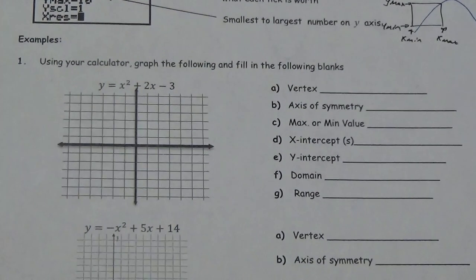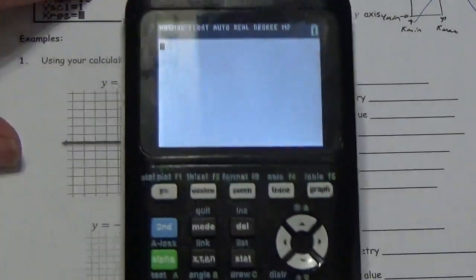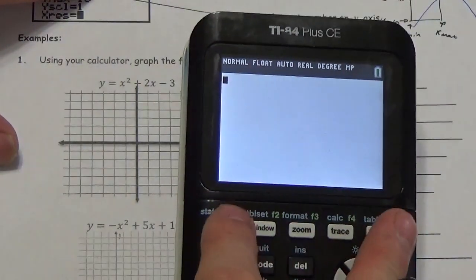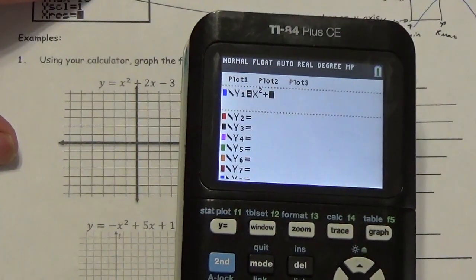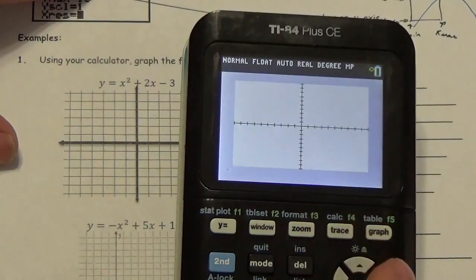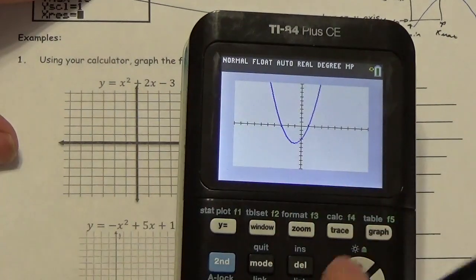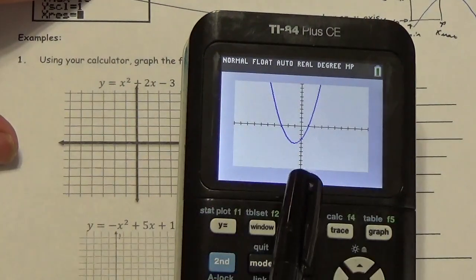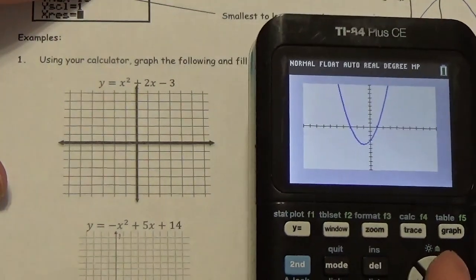Okay, so for our first example here, we're going to enter y equals x squared plus 2x minus 3. So here we go. This time I'm going to graph that. And my window settings are already at the default settings, so I'm going negative 10 to 10, negative 10 to 10. Okay, so here we go. So it's a parabola that opens up.